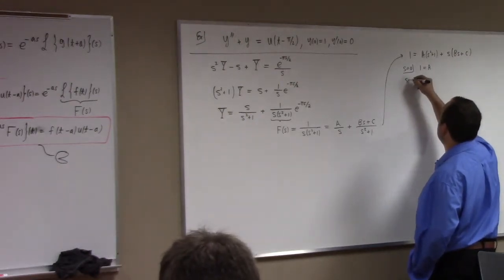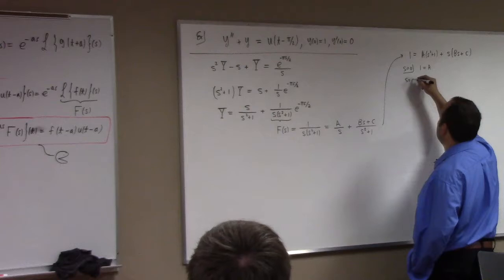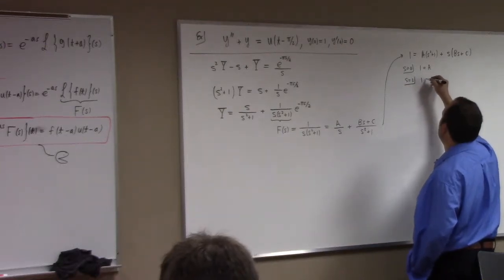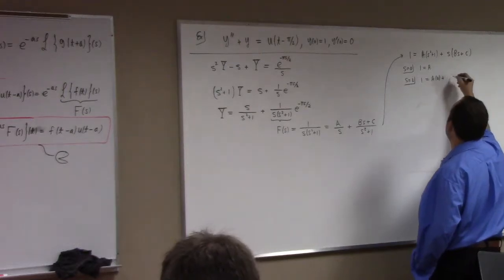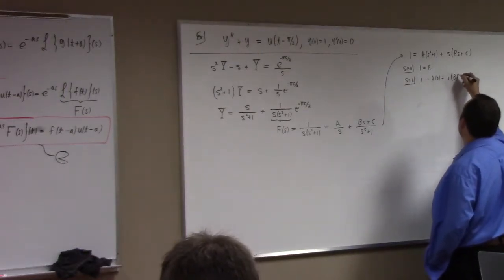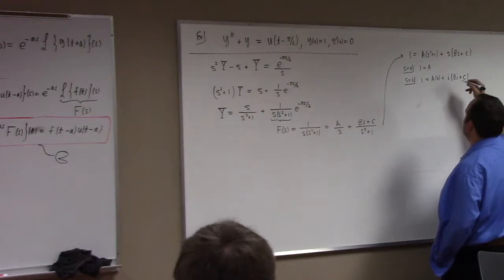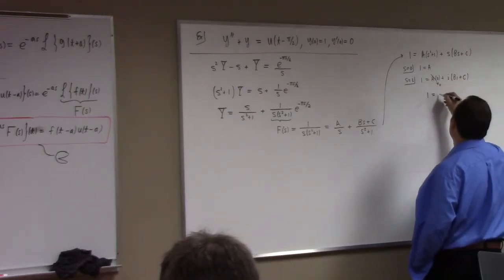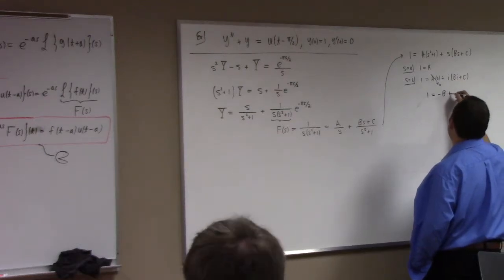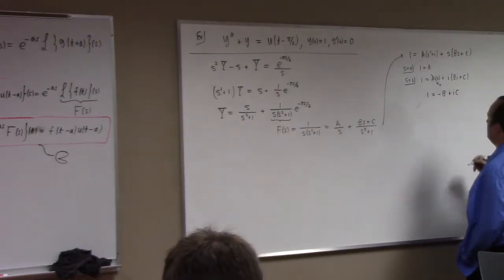Plug in s equals i. That's nice. 1 is equal to a times 0 plus i times bi plus c. Let's see here. That's 0, of course. We get 1 is equal to minus b plus ic.